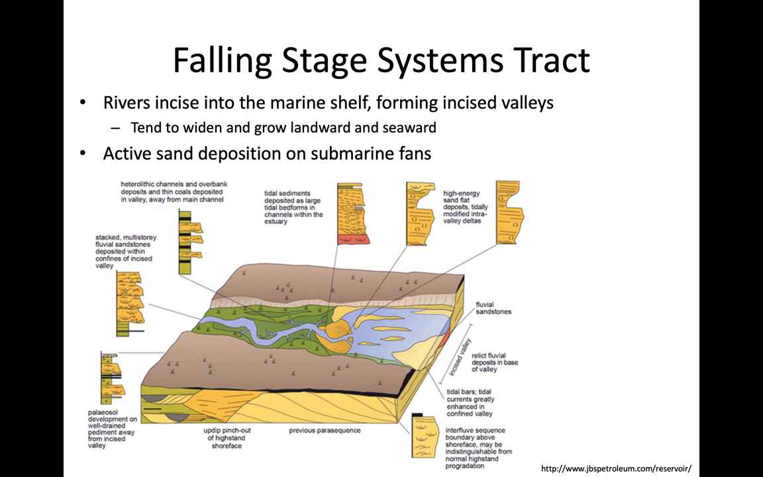And what this means is that we're going to have active sand deposition into the deeper basin, the submarine fans. The submarine fans are going to be the least likely to actually preserve. We typically do not see them. And again, that's going to be because of a lot of that erosional surface there. But when you do find them, you know that you're in that lowstand.